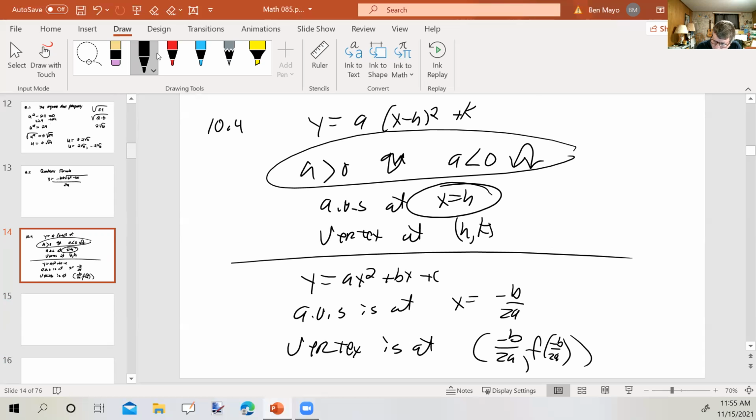To find x-intercepts, set y equal to 0. To find y-intercepts, set x equal to 0. Okay, and we went through an example of graphing in WebAssign here earlier.